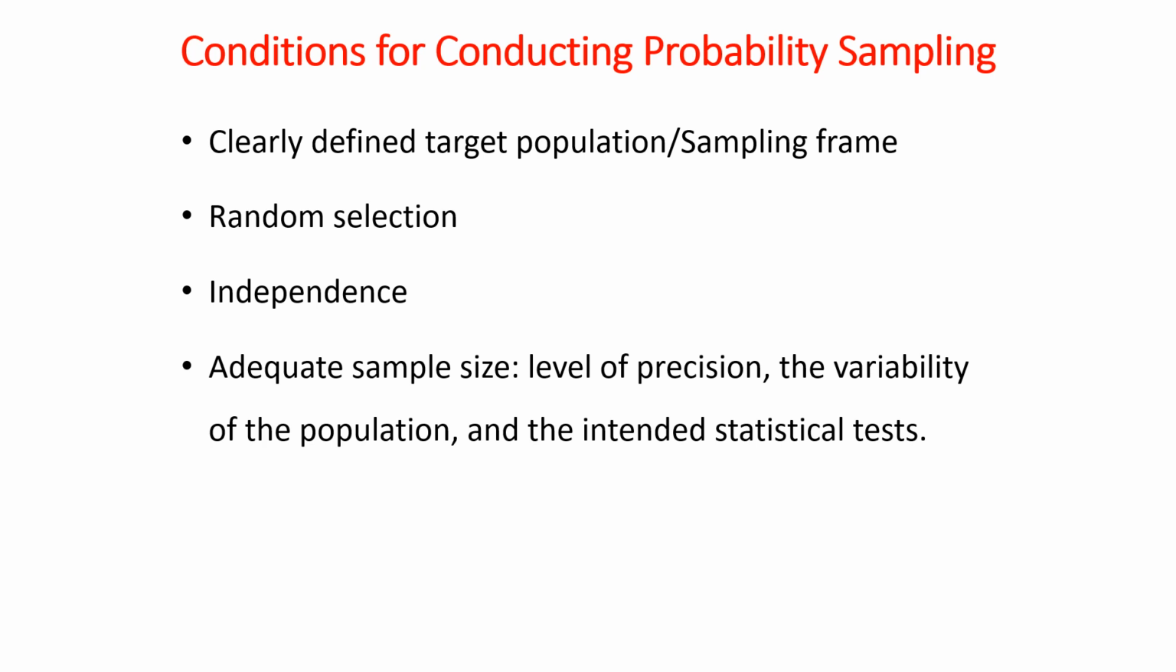And the other is the intended statistical tests. Some statistical tests require larger sample sizes, whereas other statistical tests require smaller sample sizes. And the last one is representativeness. That means the sample taken from the population should have the same characteristics as the target population that the sample is drawn from. Let's keep in mind that these 5 criteria should be fulfilled to use probability sampling. If these criteria cannot be fulfilled, we cannot use probability sampling.